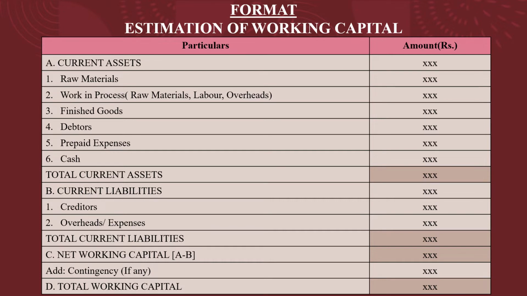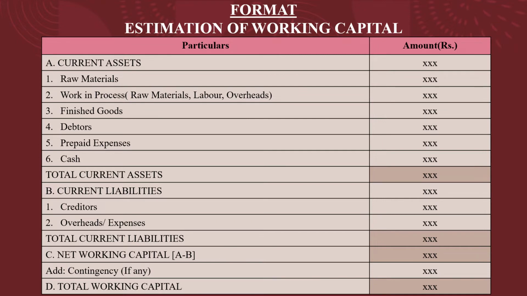Under the heading current assets, there are three types of stocks. First, raw materials. Second, work in process, where the raw materials are converted into the finished goods. And then the third, finished goods. And after that, there are debtors, which are also known as accounts receivables, or we can say credit sales, and then prepaid expenses and cash.